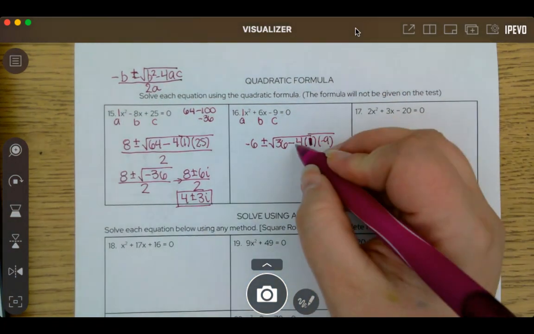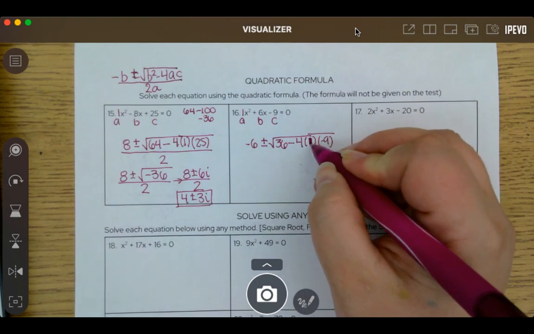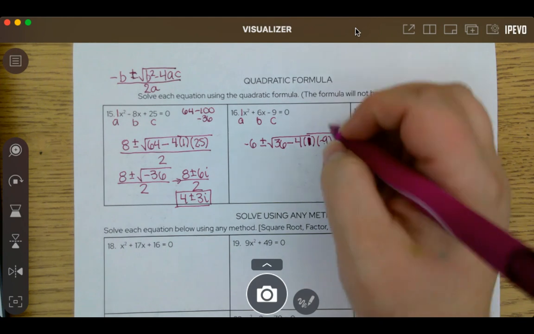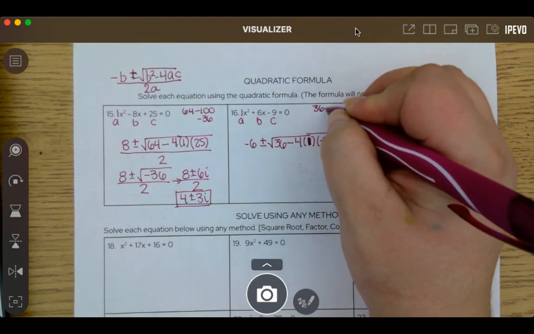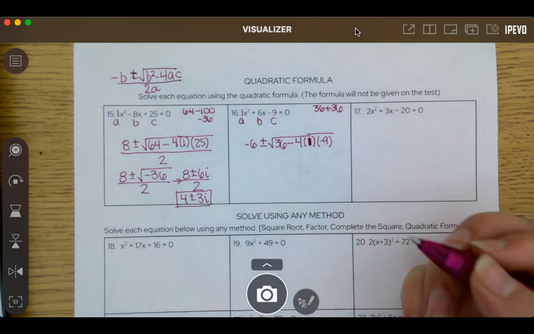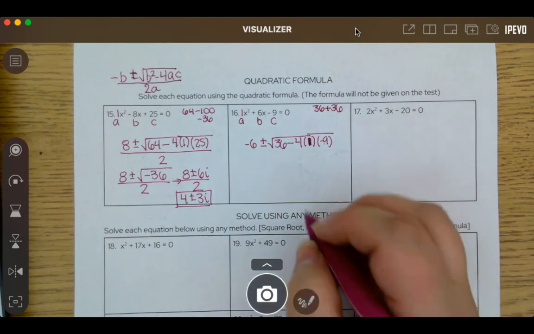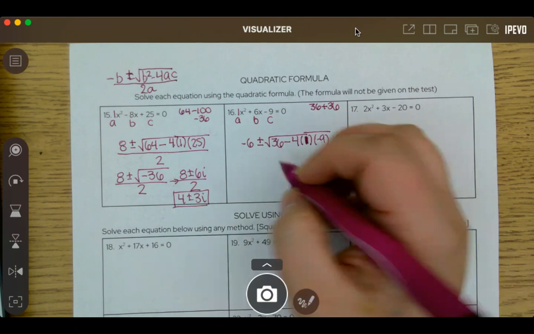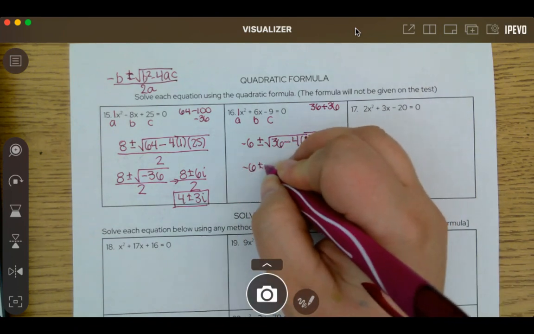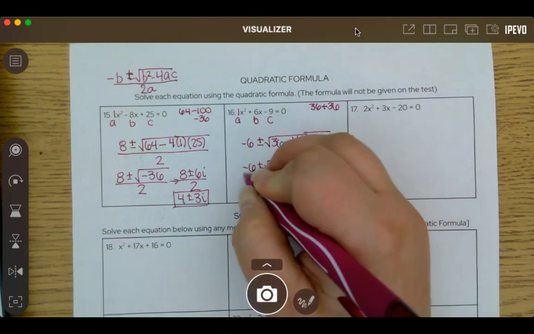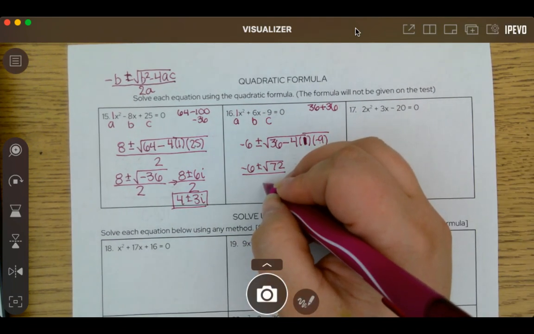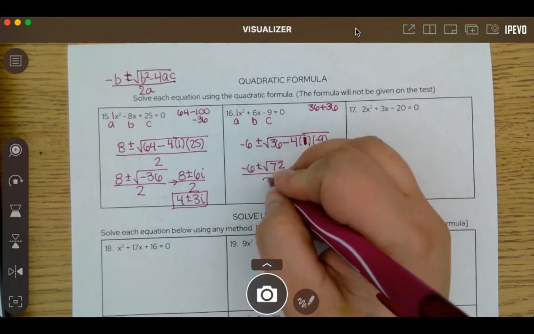Now, negative 4 times 1 is negative 4, but negative 4 times negative 9 is positive 36. So I really end up with 36 plus 36 underneath, which means it's going to turn into the square root of 72. Okay, and then 2a is on the bottom. A is 1 again, so 2a is still going to be 2.